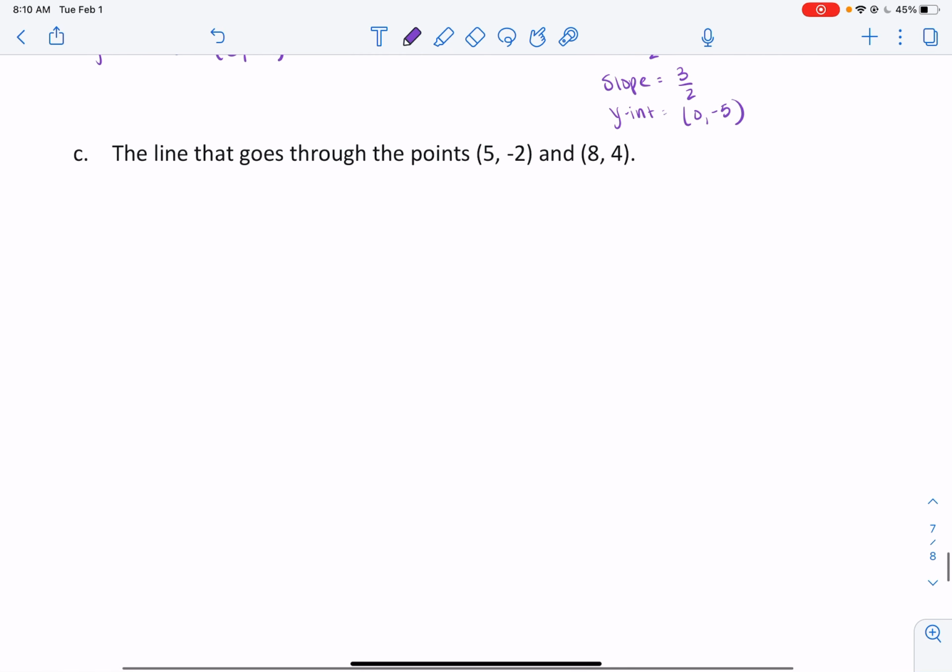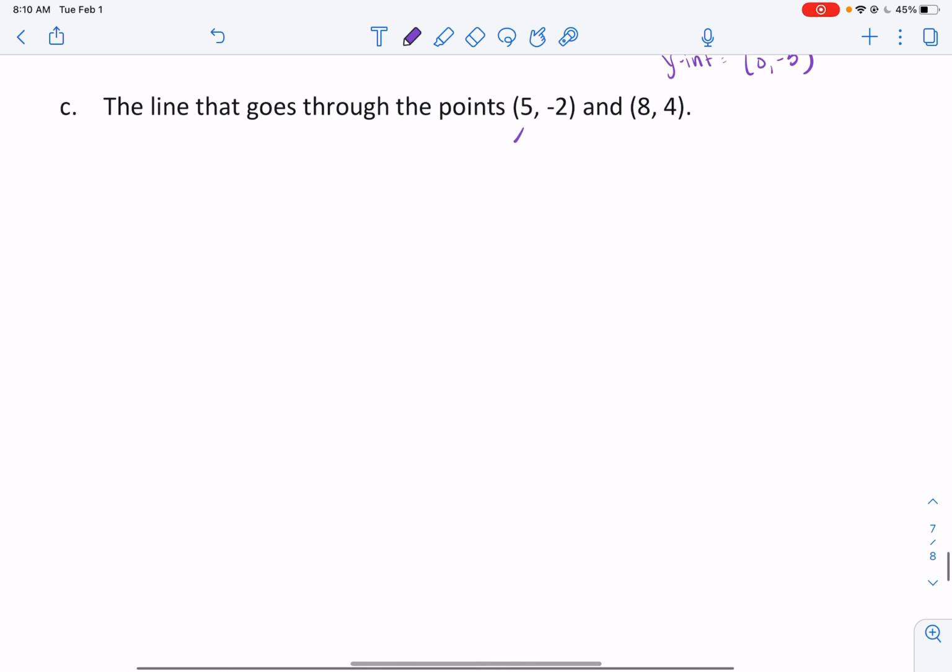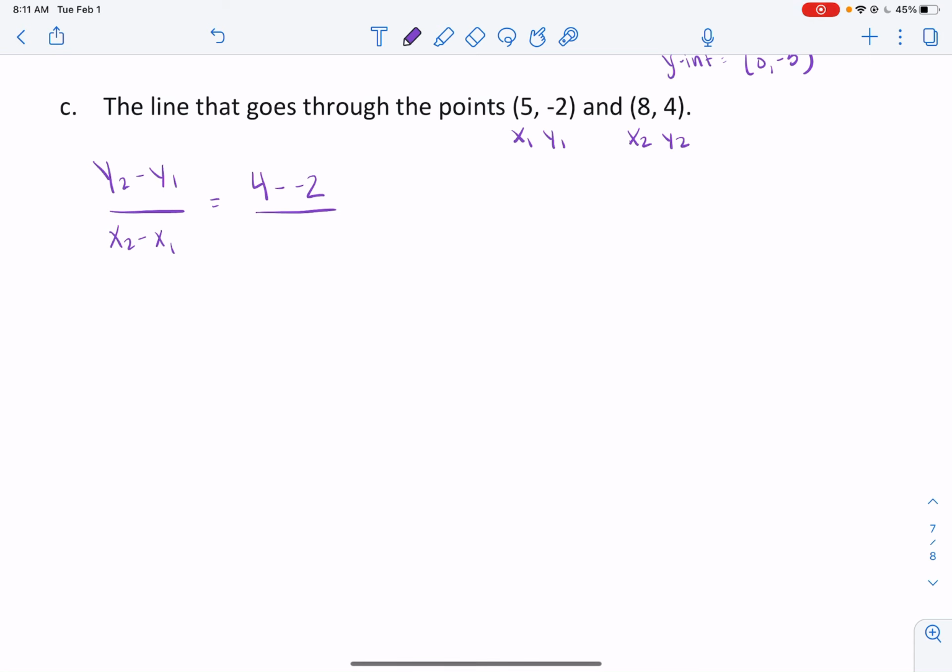All right, so the line that goes through these points. When we need to find the slope, I like to do my x1, y1, x2, y2, so we can use this formula to find the slope. So y2 is 4 minus negative 2, y1, over 8 minus 5. So this becomes a plus, so 6 over 3, which is 2.